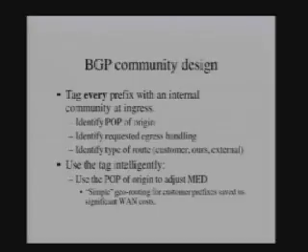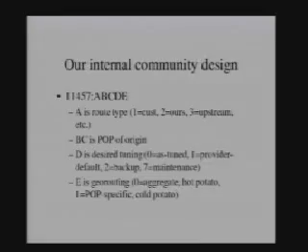Going back to the internal community design, we tag every single prefix internally the moment it becomes a BGP route. In doing so, we identify the POP where it came in, a general requested exit handling, and a type of route so we can interpret where it's coming from and what it's being used for. One of the things that we do with that is to use the POP of origin to adjust MED automatically. It's a simple geo-routing, and it's saved significant city-to-city WAN costs and link sizing for us.